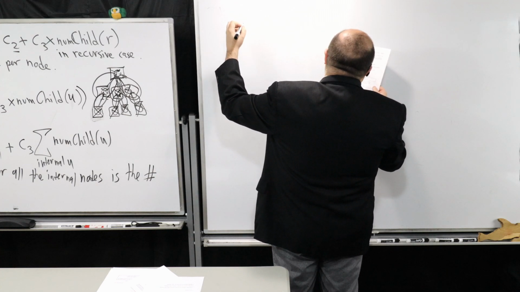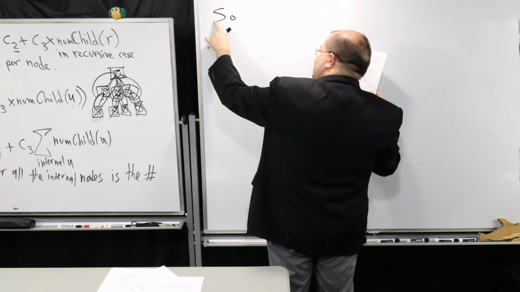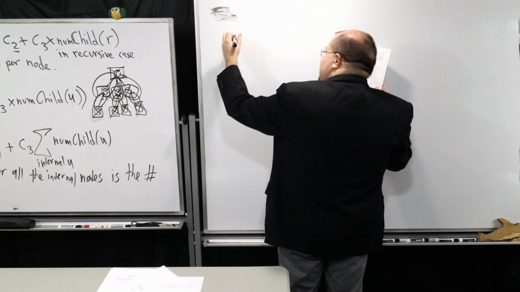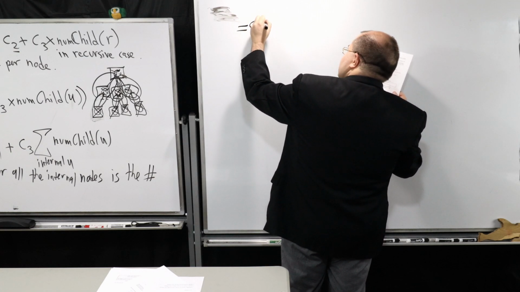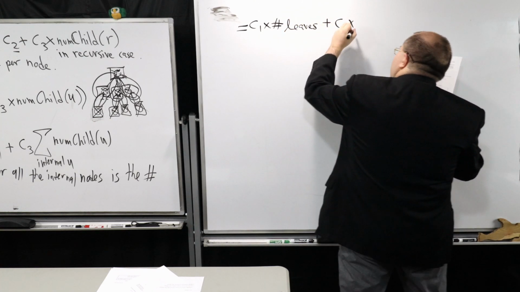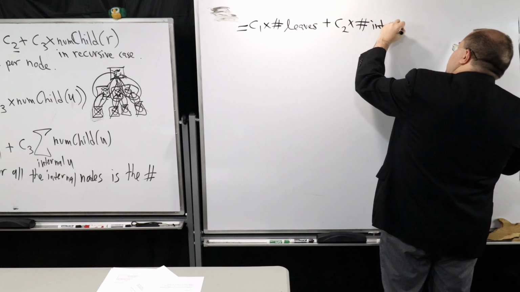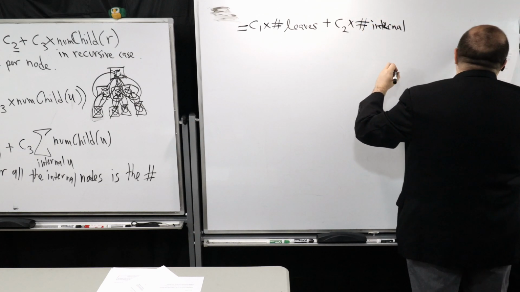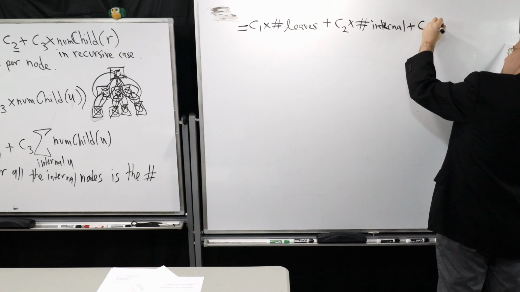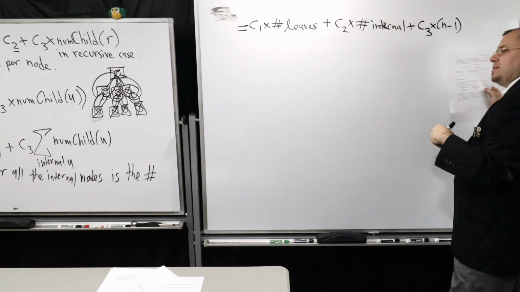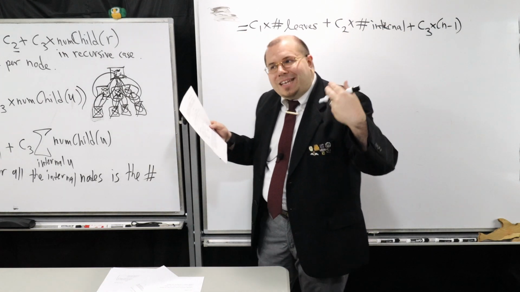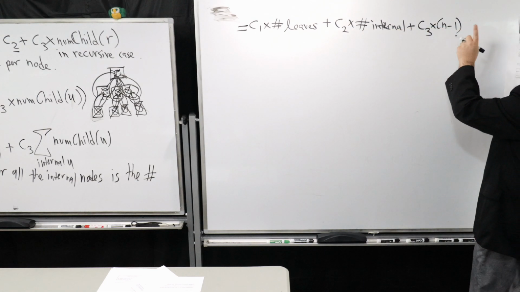So let's put this all together. Oh yeah, there. So let's just wrap up the sentence then. This means that this all is equal to C1 times the number of leaves plus C2 times the number of internal nodes, plus C3 times n minus 1, right? Because if we sum over all the internal nodes to get how many total children there are, it's actually equal to the number of edges. So that's what we just concluded.